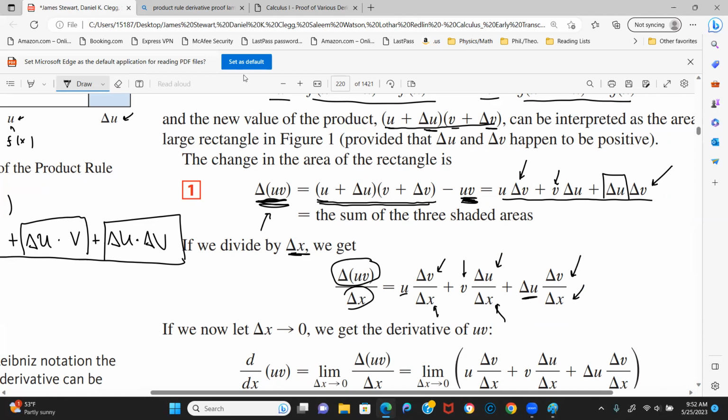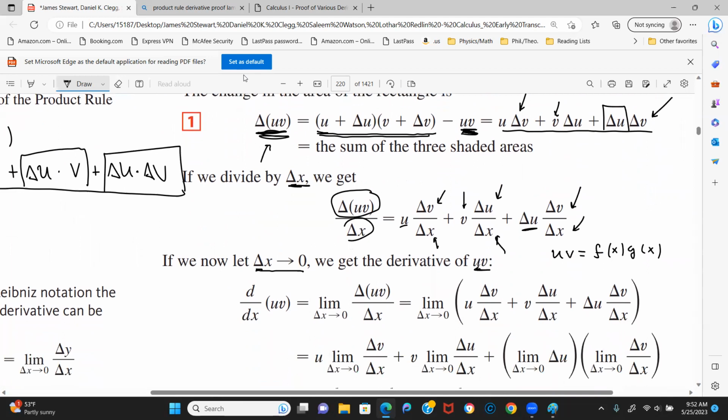And now here's where we're going to take the derivative. We're going to compute the derivative, and we're going to do that by letting delta x approach zero. That small amount that we change x by approaches zero. This will give us the derivative of the product. Remember, the derivative of u times v is f of x times g of x. And that's exactly what we want. We're trying to find out the derivative of this product.